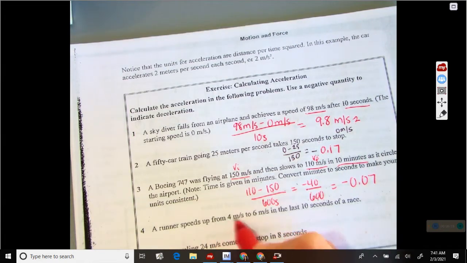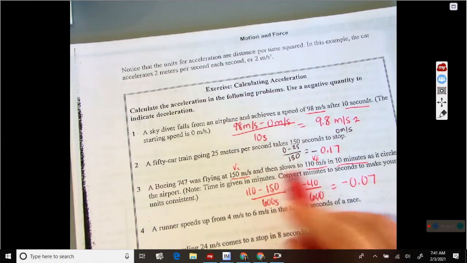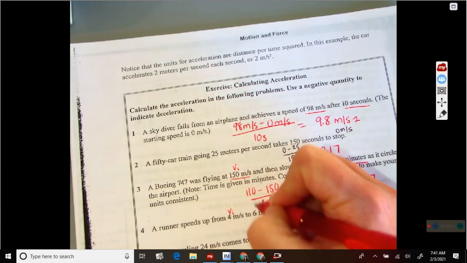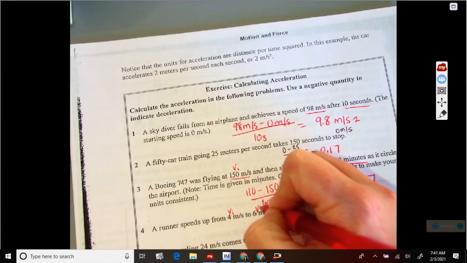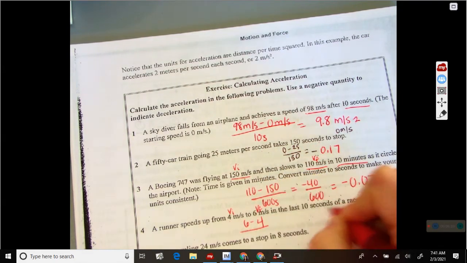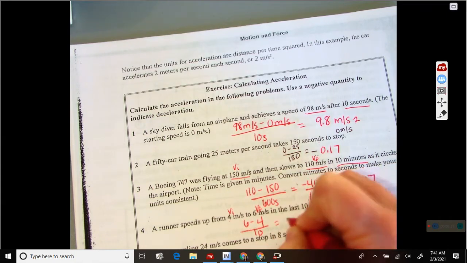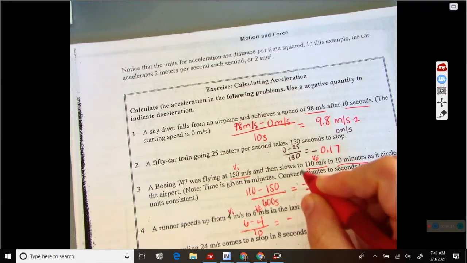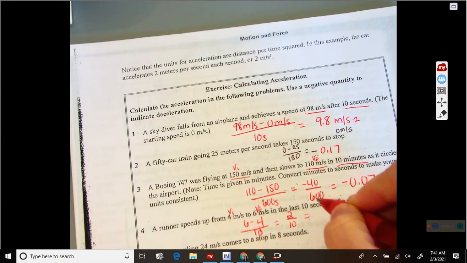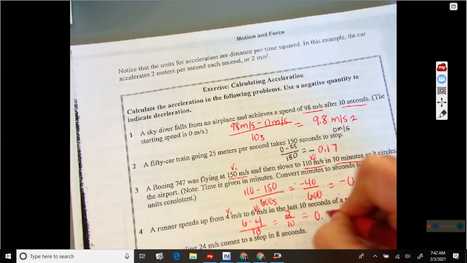Okay, and remember it's negative because it says we're slowing down. A runner speeds up from 4, V initial, to 6, V final. So 6 minus 4 divided by 10 equals, final minus initial, so it's not going to be negative. It's going to be 2 over 10, which is 0.2.